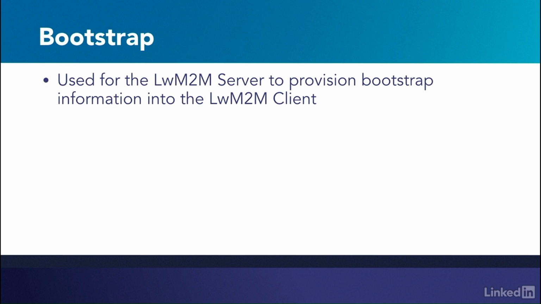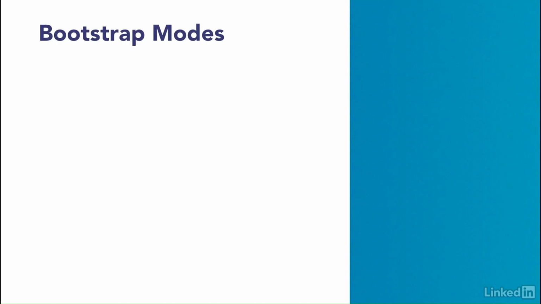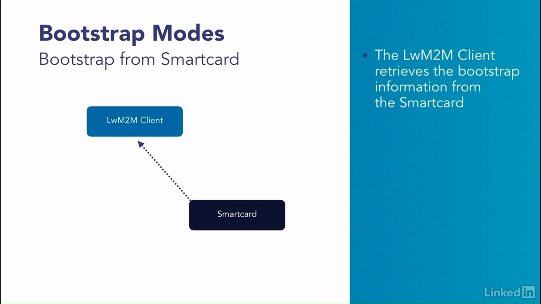The Bootstrap interface is used for the lightweight M2M server to provision essential information into the lightweight M2M client to enable the client to perform the operation register with 1 or more servers. There are 4 Bootstrap modes providing flexible ways of provisioning the devices. The factory mode means the Bootstrap information is configured before the deployment of the device. In the Bootstrap from Smart Card mode, the Bootstrap information can be done using a smart card connected to the lightweight M2M device, where a secure channel should be established between the smart card and the device.